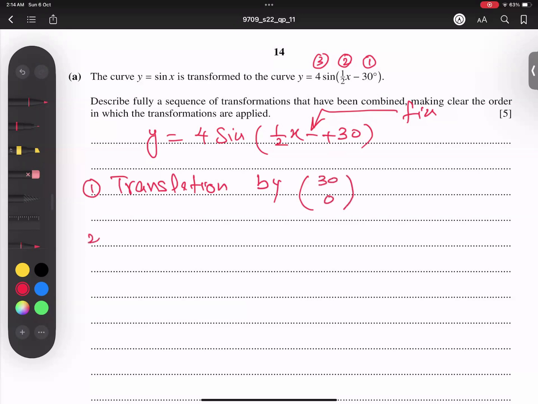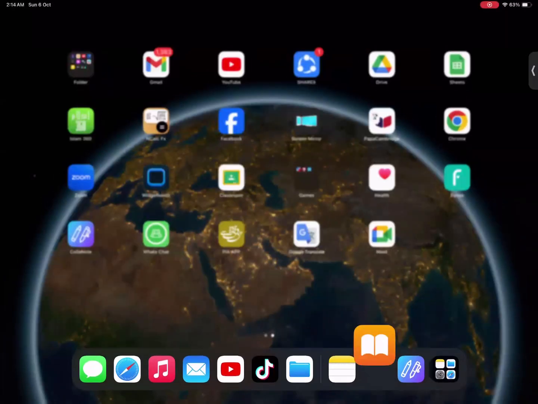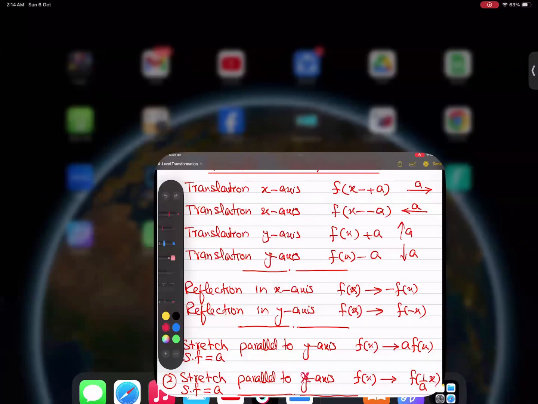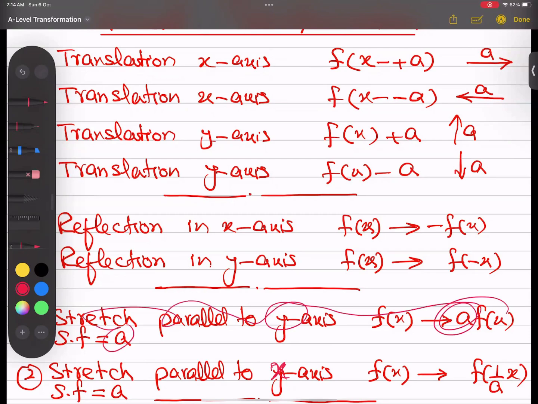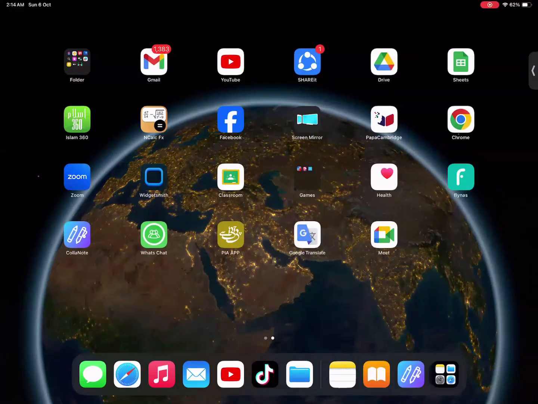Okay. Number 2, what is this? This is called stretch. Stretch parallel to x-axis. Because you saw, I said in the bracket is x-axis. I show again, inside the bracket is x-axis and reciprocal. Outside the bracket is y-axis stretch and remains same. I think got the point.